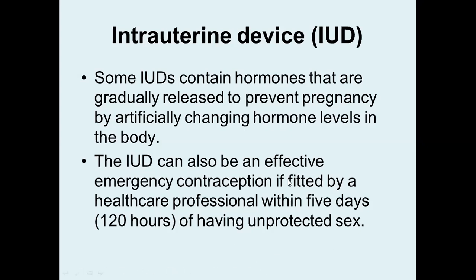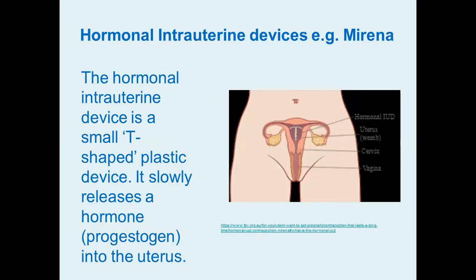It can also be an effective emergency contraceptive if fitted by a healthcare professional within 5 days of having unprotected sex. So I'm sure that you know about what is called the morning after pill. So if a female does have unprotected sex and is worried about falling pregnant, then the morning after pill is the one that is normally used, but an IUD can work in the same kind of way.